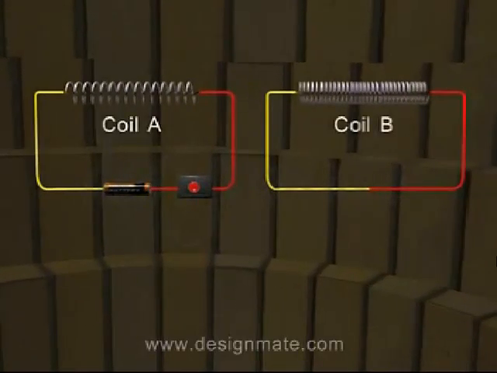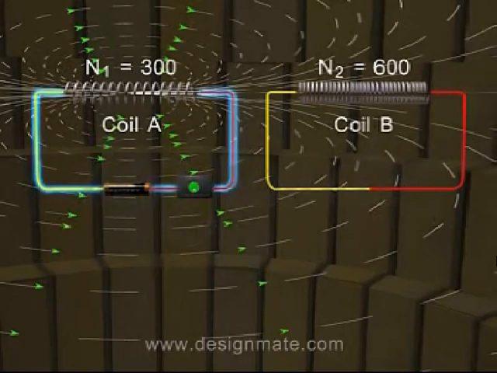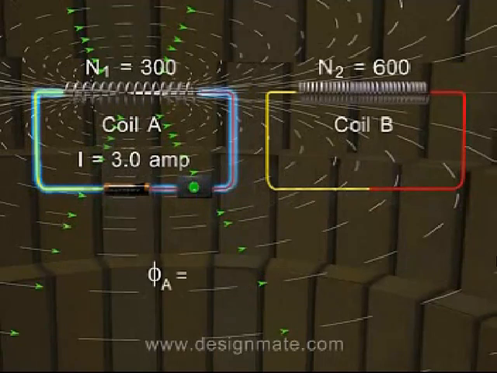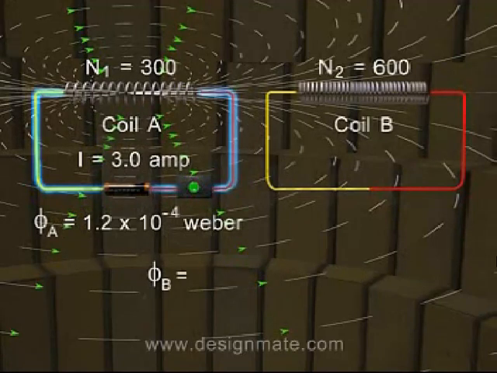Two coils placed near each other have number of turns respectively equal to 300 and 600. On passing a current of 3.0 amperes through coil A, flux linked with coil A is Phi A is equal to 1.2 into 10 raised to minus 4 Weber. Flux linked with coil B is Phi B is equal to 9 into 10 raised to minus 5 Weber.